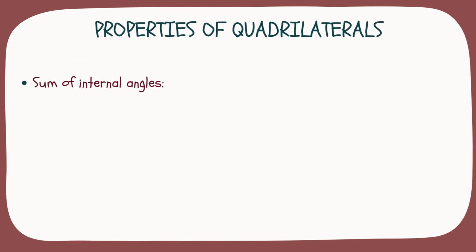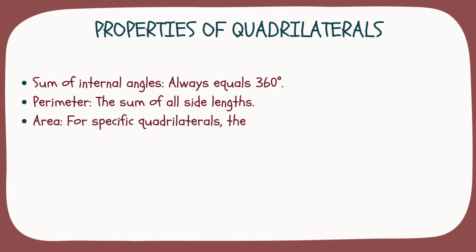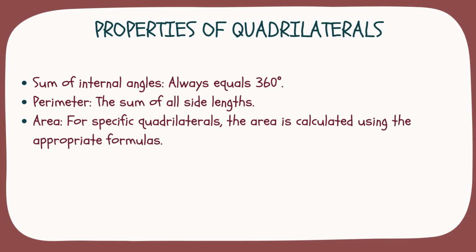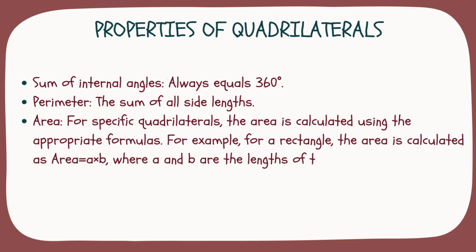Properties of quadrilaterals. Sum of internal angles always equals 360 degrees. Perimeter. The sum of all side lengths. Area. For specific quadrilaterals, the area is calculated using the appropriate formulas. For example, for a rectangle, the area is calculated as area equals A times B, where A and B are the lengths of the sides.